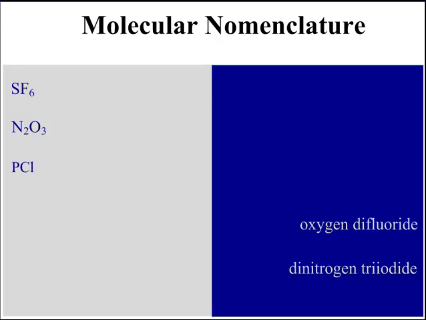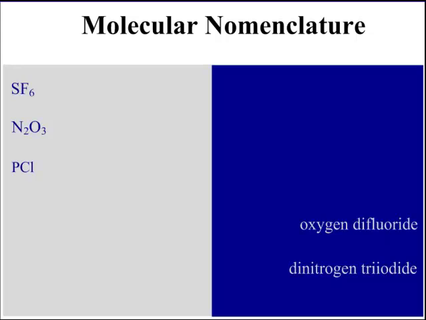Try these examples. Figure out the names for the 3 formulas that are given, and try to write the formulas for the 2 names that are given. If you need some time, pause the video, try them, and then turn it back on when you're ready. Since all of these are molecular, we're using prefixes, names, and the IDE ending.